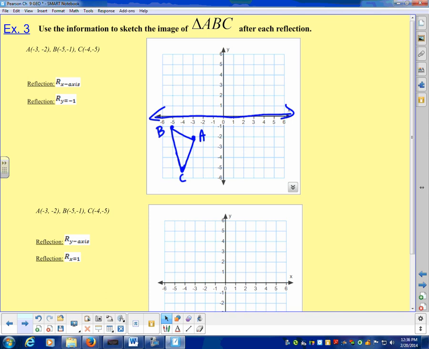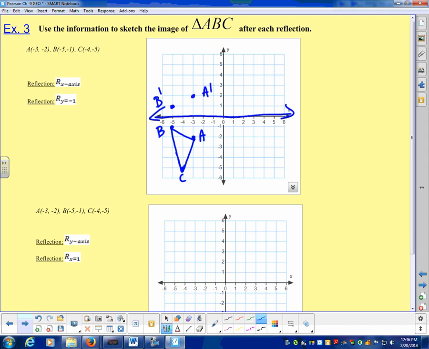So let's start with B. Where's B prime going to be? How far away from this line? -5, 1. It'll be at -5, 1. So there's B prime. It's 1 away from the line of symmetry. Where will A prime be? -3, 2. Yeah, -3, 2.